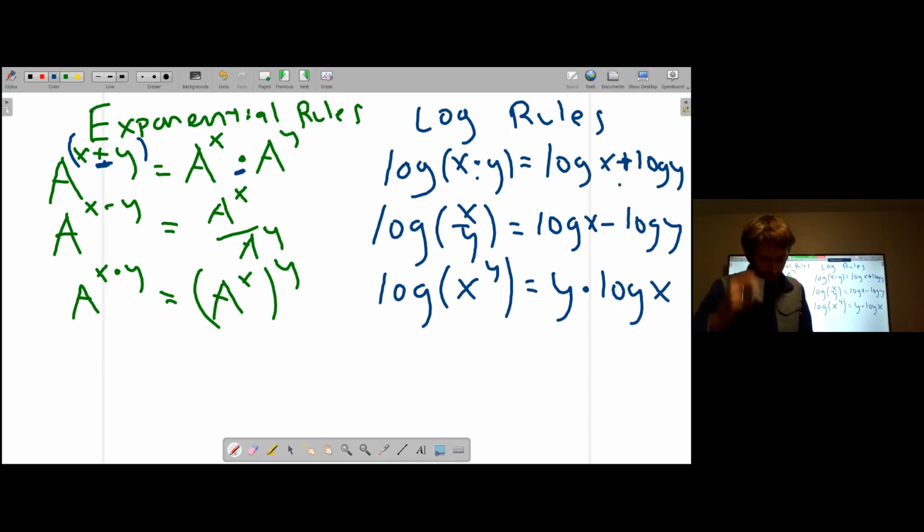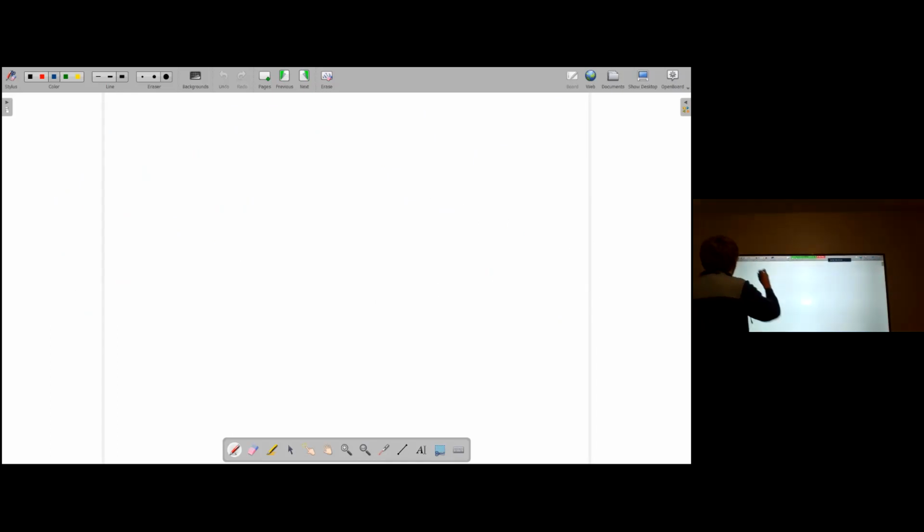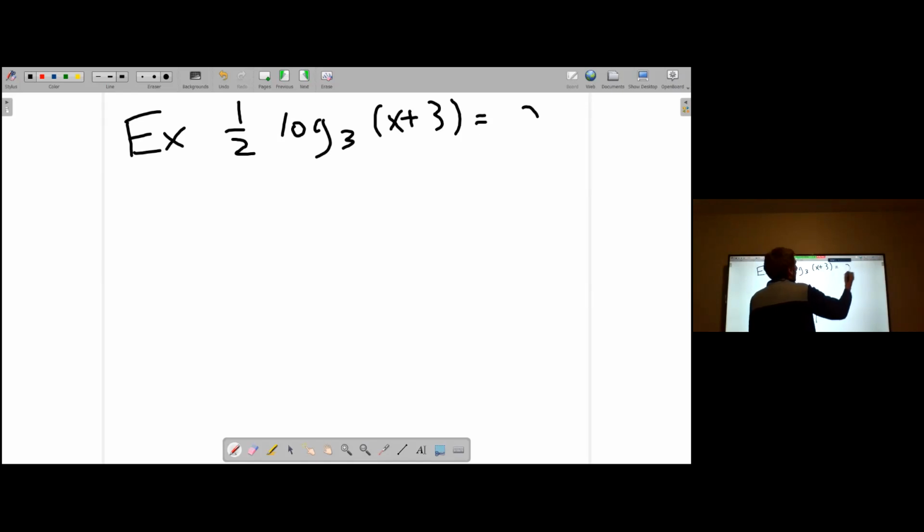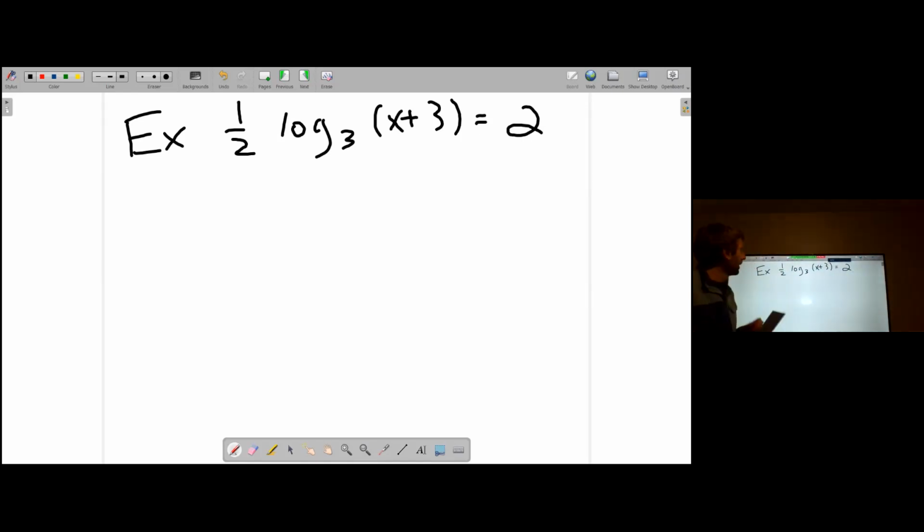So let's maybe jump to solving some logarithmic equations. For a first example, look at this logarithmic equation: 1/2 log base 3 of x plus 3 is equal to 2. Okay, how do we solve this one?